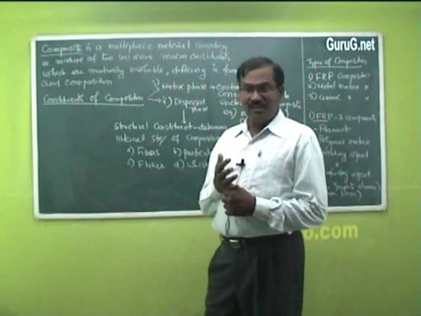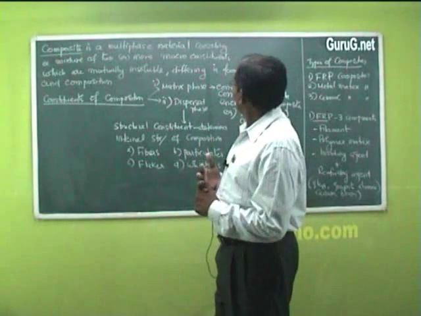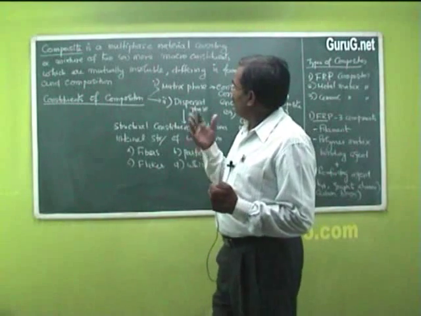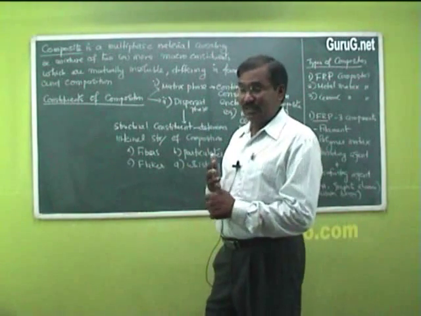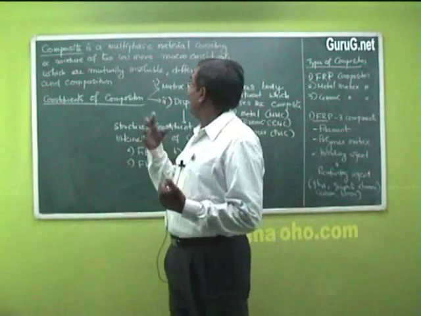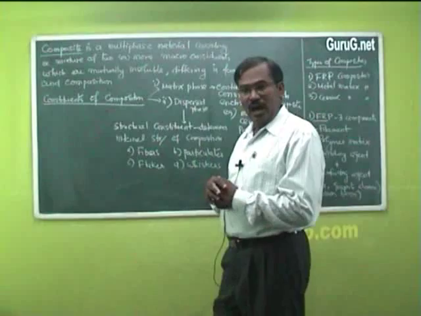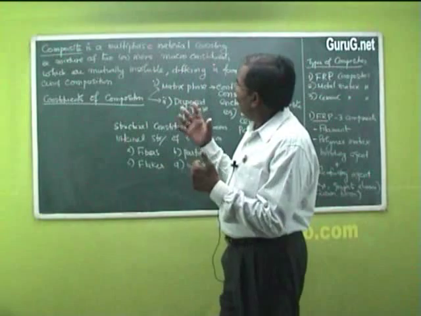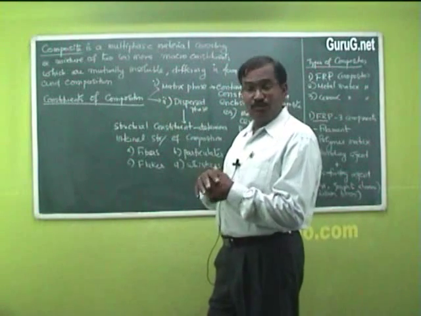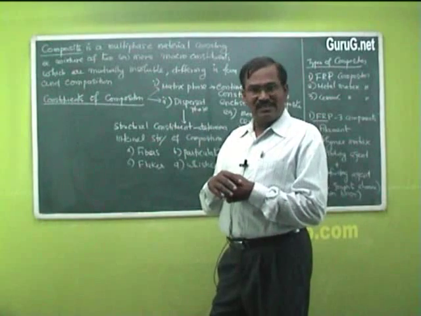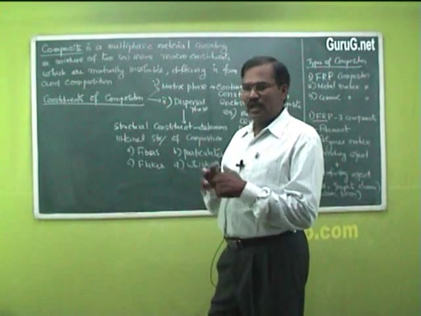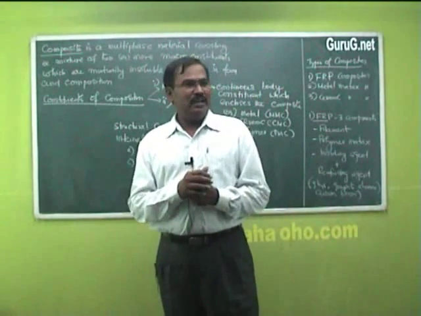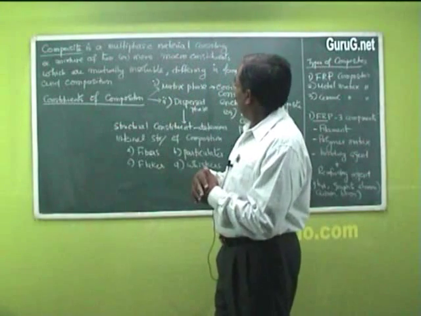A composite is a multi-phase material consisting of a mixture of two or more macro constituents which are mutually insoluble. That means one constituent is not solubilizing the other, and they differ in form and composition. So there is no chemical interaction taking place between the constituents of the composite. They are physically present in the bulk, and between the constituents there is a strong physical force operating which gives strength to the composite.